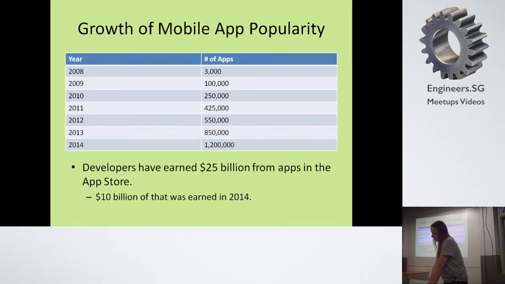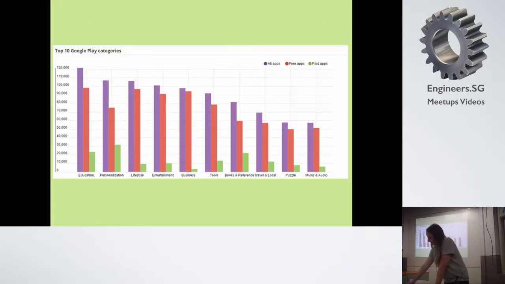Developers earn quite a bit of cold hard cash from apps. 10 billion of that was earned last year alone. So, these are the top categories for Google Play Store. The red are all the free apps and the green are paid. So what is that? Most people pay for personalization apps.